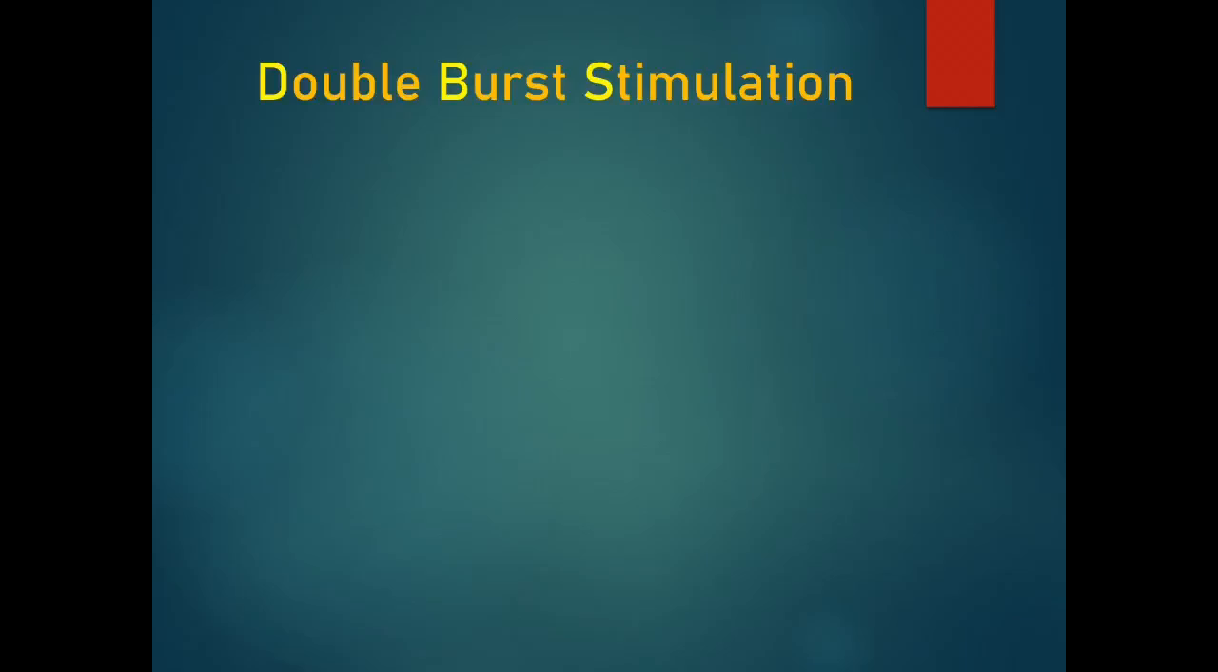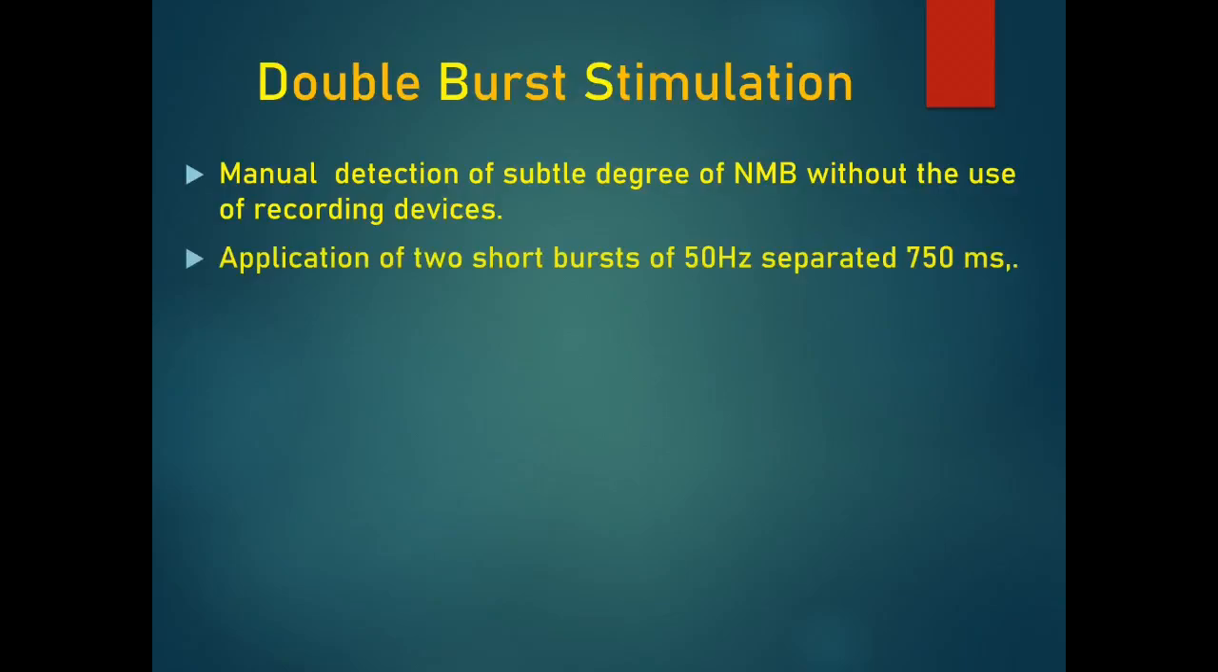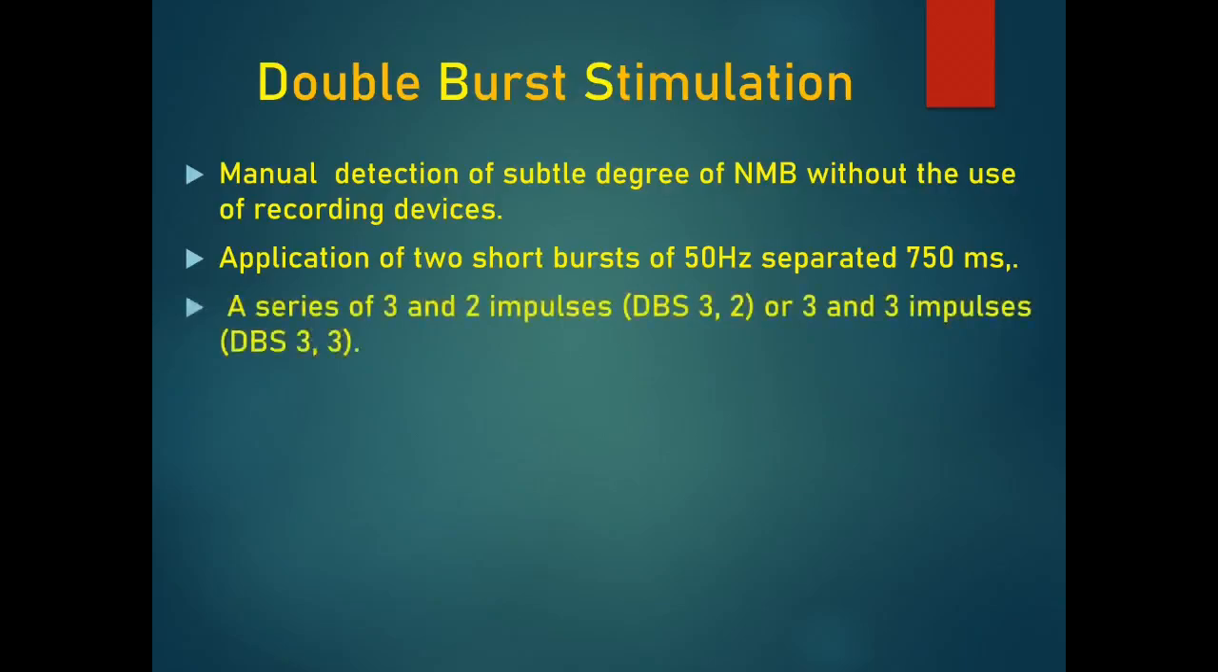Not going into it. Next we'll go to the double burst stimulation. A double burst stimulation is nothing but a manual detection of a subtle degree of neuromuscular blockade without the use of a recording device. It uses two short bursts of 50 Hz separated by 70 milliseconds, a series of 3 and 2 impulses, or 3 and 3 impulses. There are two different types available, DBS 3,2 and DBS 3,3.